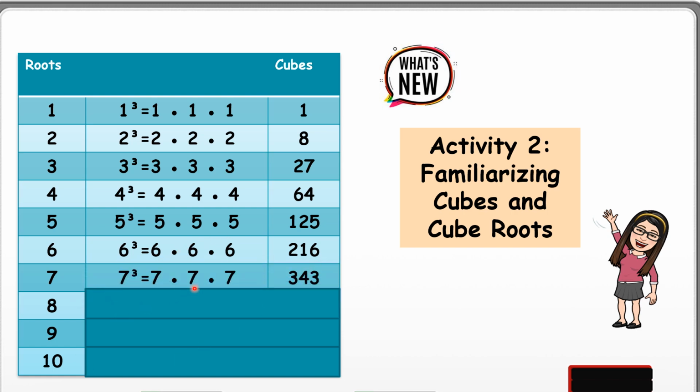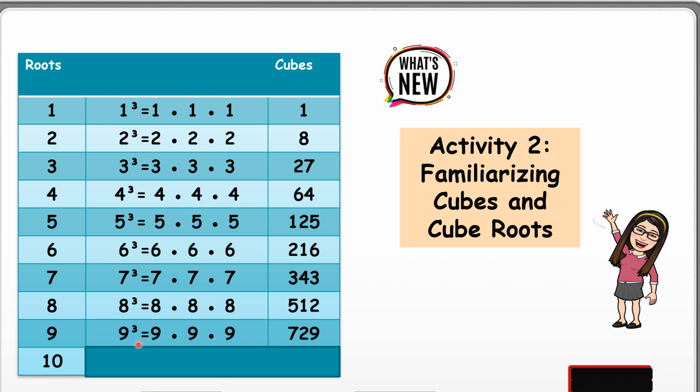7 cube, 7 times 7 times 7, 343. 8 cube, 8 times 8 times 8, 512. 9 cube, 9 times 9 times 9, 729. 10 cube, 10 times 10 times 10 is equivalent to 1,000. So, itong pinamemorize ko lang sa inyo ay 1 to 10 lang po.